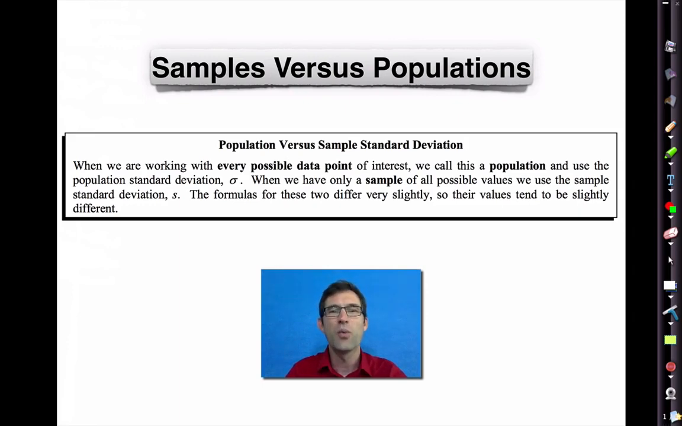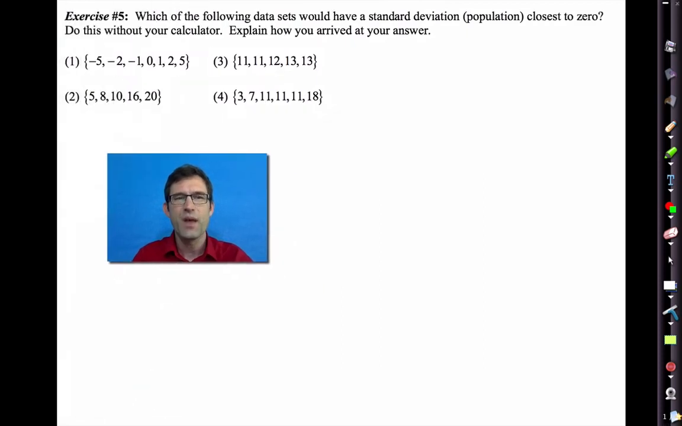Anyhow, let's do one more problem. So exercise 5 is kind of cool. It says, which of the following data sets would have a standard deviation, the population one, closest to 0? Although honestly, I could have also said sample. It really wouldn't have made a difference. Do this without your calculator. Explain how you arrived at your answer. Okay, so which one of these would have the smallest standard deviation?